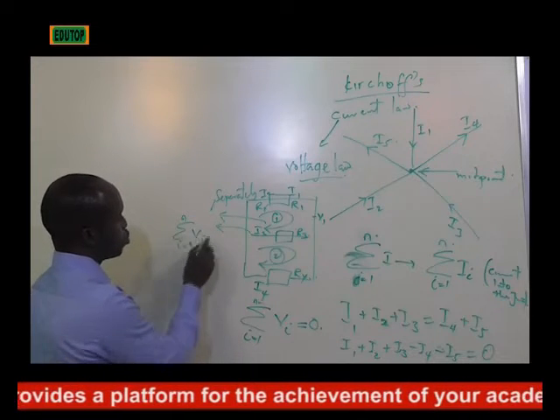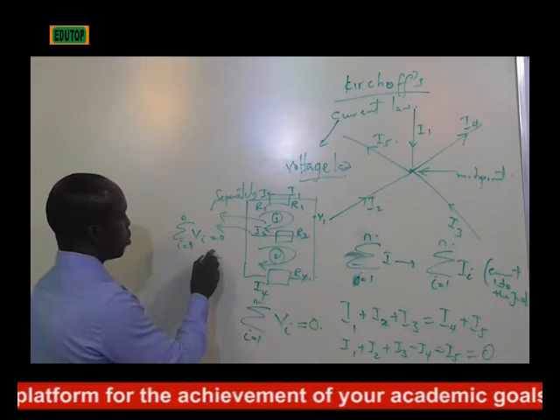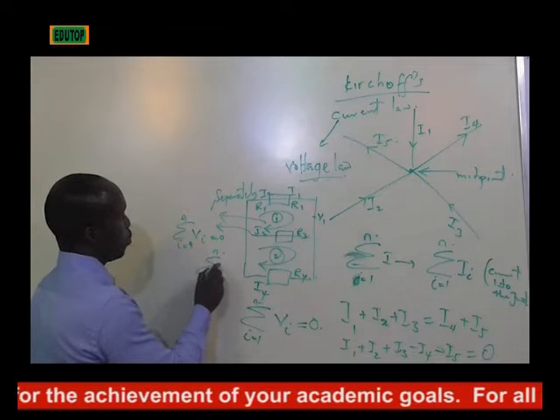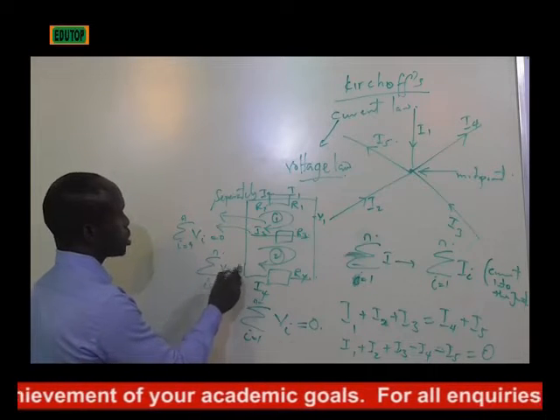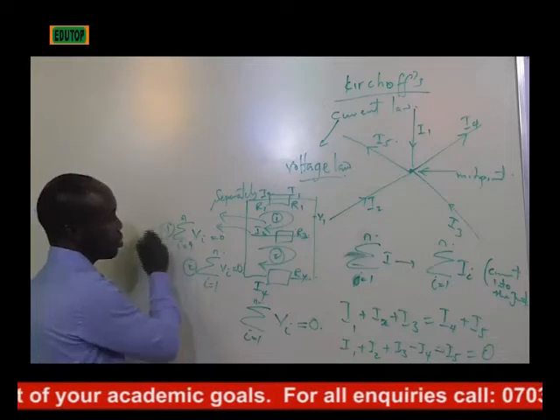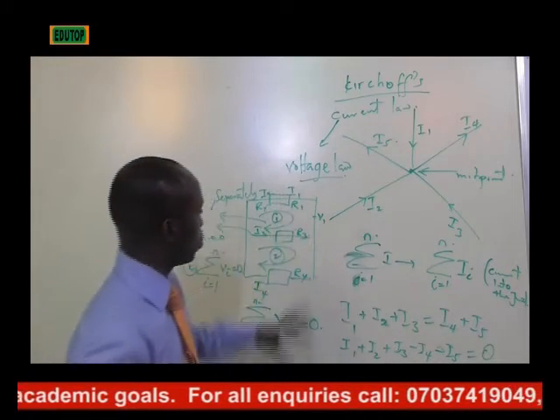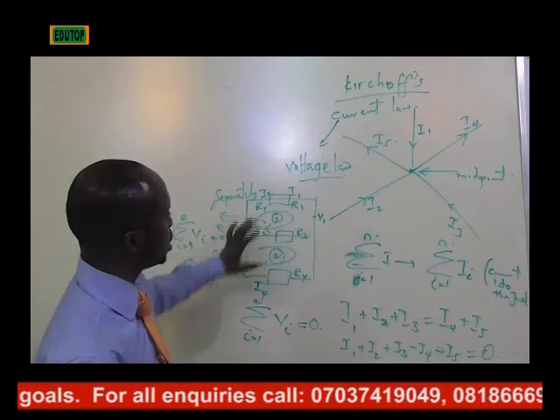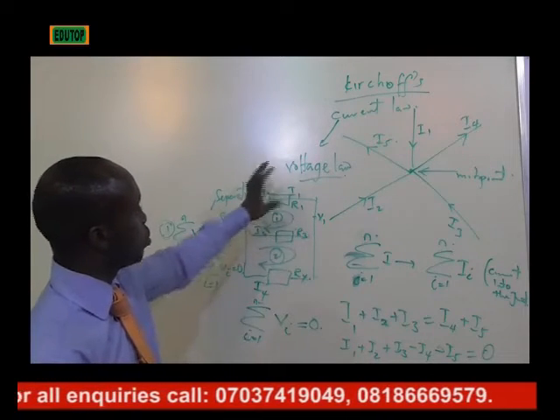So it means that the algebraic sum of I to 1 of the first loop must be 0. The algebraic sum of I to 1 of the second loop must also be 0. So this is for the second loop and this is for the first loop. That is just the analysis when it comes to Kirchhoff's voltage law.